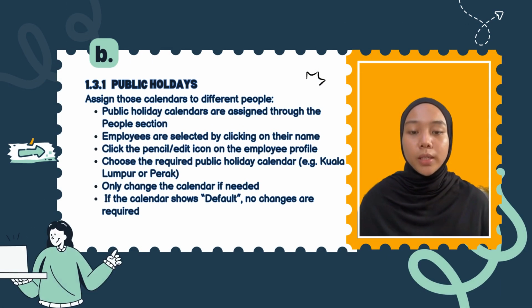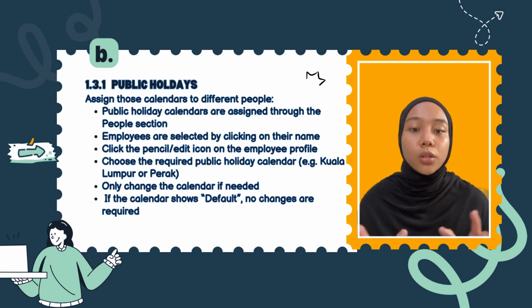To assign a public holiday calendar to employees, we go to the People section in Jibble. From there, we select an employee by clicking on their name. Next, we click the edit or pencil icon on their profile and choose the appropriate public holiday calendar such as Kuala Lumpur or Perak. If the calendar is already set to default, no changes are needed.